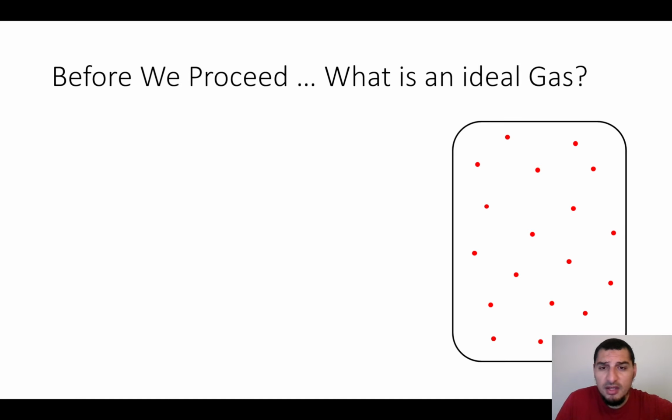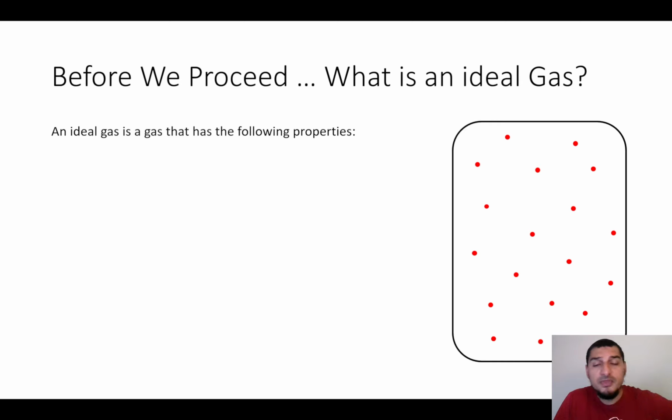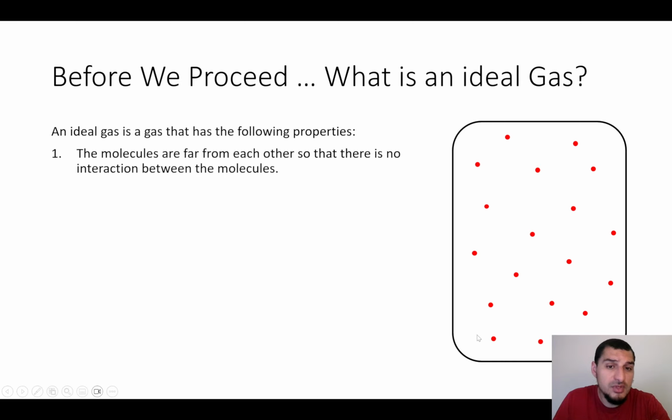So an ideal gas, very briefly, just to give you an idea of what we mean by an ideal gas. An ideal gas is a gas that satisfies the following conditions, or has the following properties. First, the molecules are very far from each other, so there is no interaction between them. So you have a very large space and a small number of molecules, so the molecules are going randomly in space without seeing each other. So there is no chance, or very little chance, of a molecule colliding with or hitting another molecule.